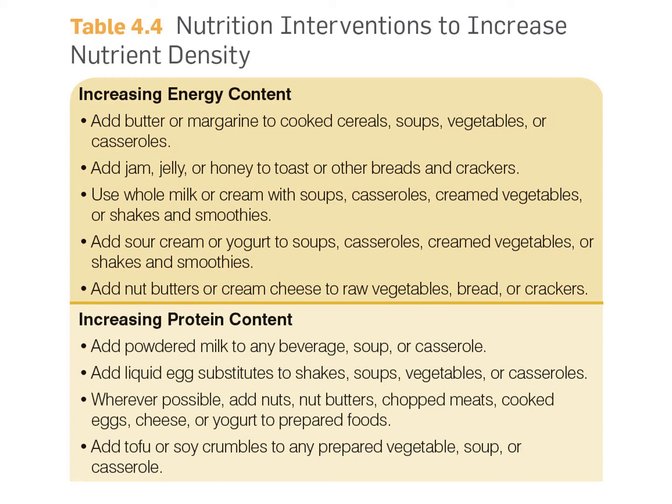If we want to increase protein, we can use things like powdered milk or liquid eggs. We can add things like nuts, nut butters, chopped meats, cooked eggs, cheese, or yogurt. So again, broccoli is good. Broccoli and cheese is even better. Extra calories, extra protein. Again, we can also add tofu or soy crumbles to prepared vegetables, soups, casseroles, etc.